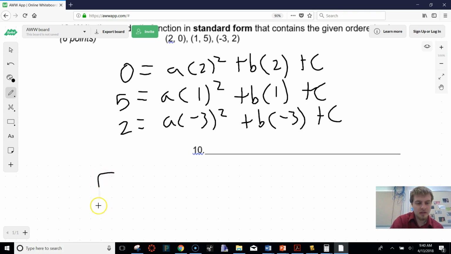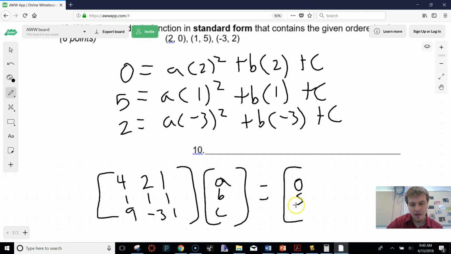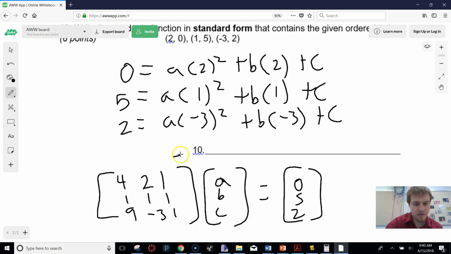The matrix that this would make would be 4, 2, 1, 1, 1, 1, 9, negative 3, 1, times our variables, which are A, B, and C in that order. And this would be our answer: 0, 5, and 2. Then our calculator can do all the heavy lifting with this. We know that we're going to take the inverse of this one and take it to the other side. So our final answer is going to be A inverse times our B.